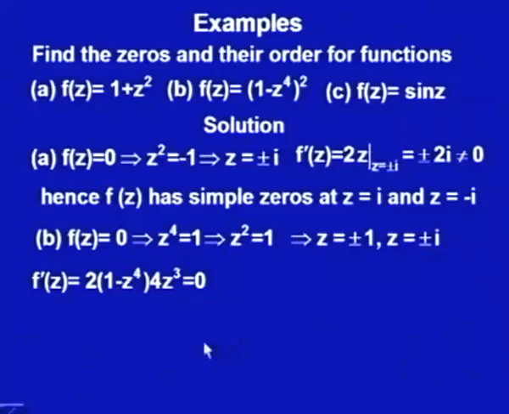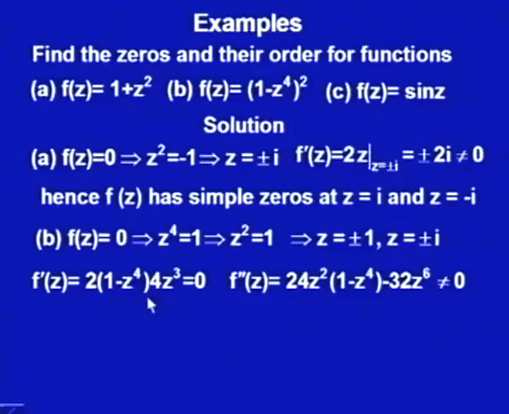Now, come to the second derivative. The second derivative would be 24z square into (1 minus z to the power 4) minus 32 times z to the power 6. Now, the first portion of this second derivative becomes 0 for z equal to plus or minus 1 or plus or minus i, but the second portion won't be 0 for 1, minus 1, i or minus i. So, the second derivative is not 0 at any of these points.